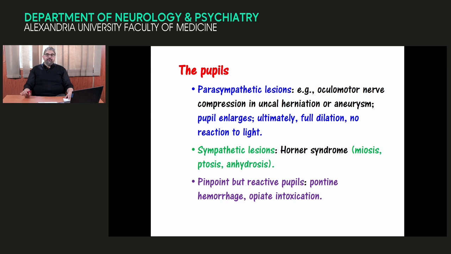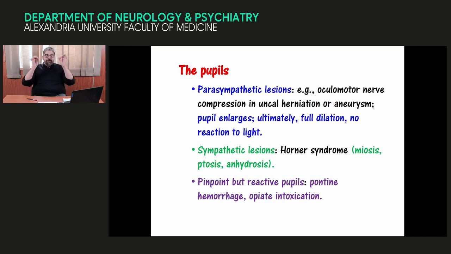The pupils. Actually, the eye in coma is the mirror of the brain in most cases. The pupillary response and the pupil itself may be affected in many different issues. For example, if the patient has a parasympathetic lesion affecting the oculomotor nerve, compression in uncal herniation, the pupil may be dilated asymmetrically. It may be dilated with no reaction to light. If the patient has a sympathetic lesion, Horner syndrome, the eye may be miotic.